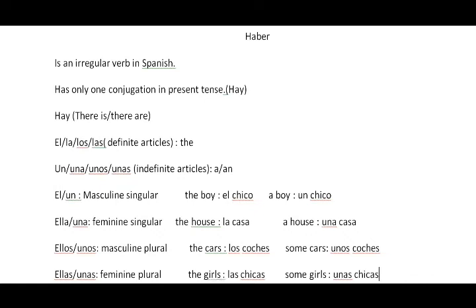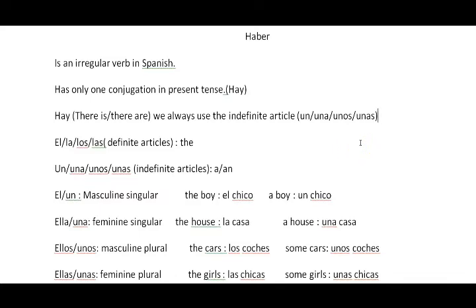Okay, so basically un, una, unos, unas. Why I'm telling you that is that with the verb haber, we always use the indefinite article. Always, we never use the definite article. So with the verb haber, especially with hay in the present, we always use the indefinite article, which is un, una, unos or unas.